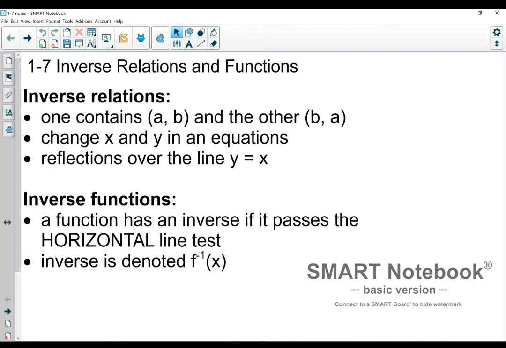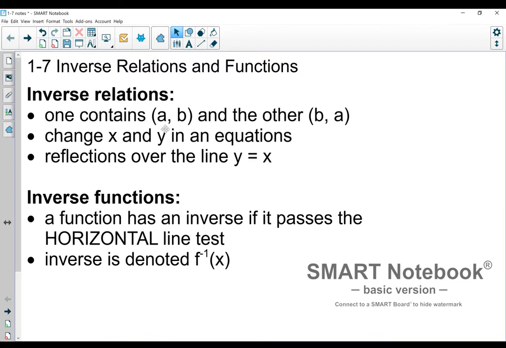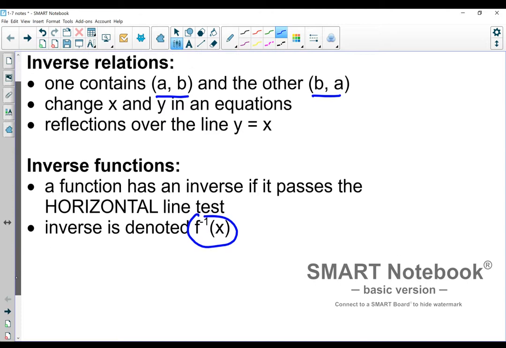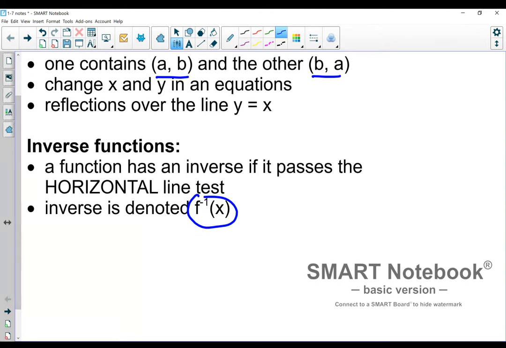So if we're looking at inverses, one has AB, the other one has BA. We get them by changing our x and y, and we reflect over the line y equals x. So for a relation to go that extra step and be a function, the original function has to pass the vertical line test. And we denote inverses this way. So that's how we'd write the inverse of x. It looks like f to the negative 1 power.